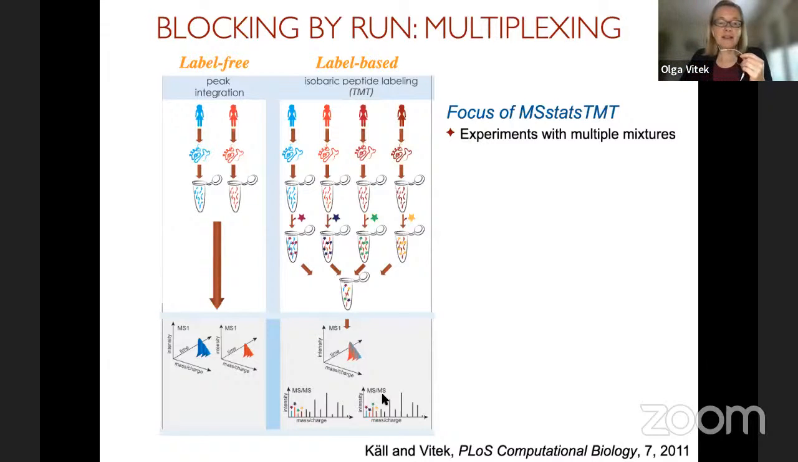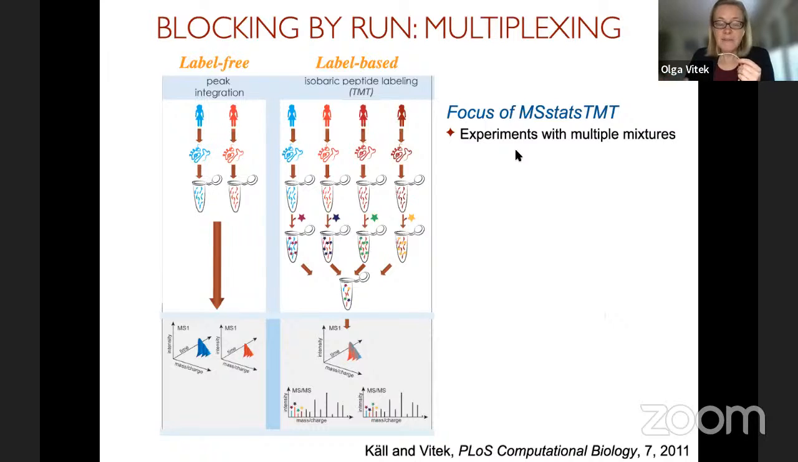Traditionally, multiplexing has been used, especially if we have enough reporter ions. These days, we can have quite a few, I think 14 or even 18, so that the entire experiment can be done in one mass spectrometry run. Then we don't need to worry about these issues.